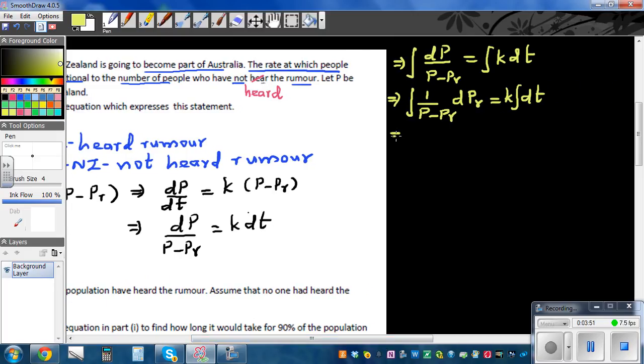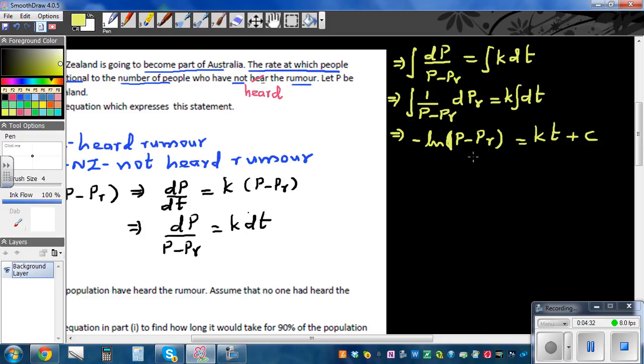So well, this is equal to what? P is a constant. P is not changing because P is the population of New Zealand and PR is the variable here. So this is just as integrating 1 over x. And as this is minus PR, and as we know, integration of 1 over x is natural log of x, 1 over P minus PR would be minus natural log of, let's put this in a bracket, P minus PR is equal to KT plus C.